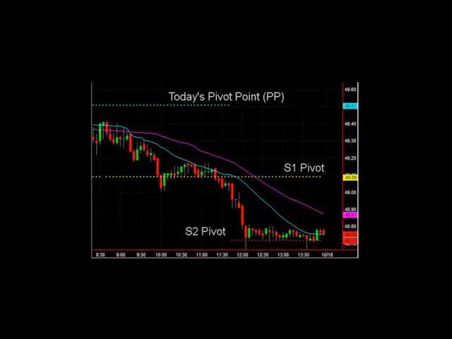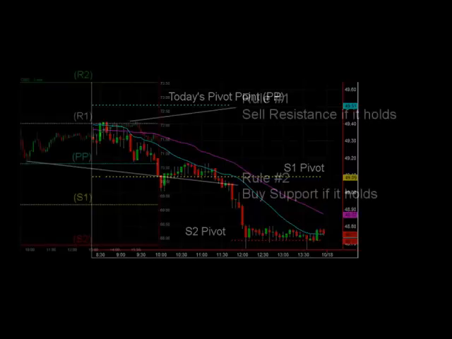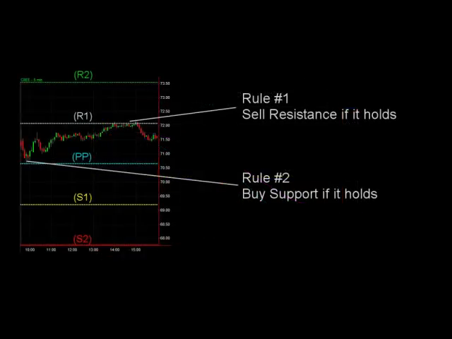In swing trading, you will use the floor trader pivots to improve your entries once you have determined to enter a trade and improve your exits once you have decided to exit the trade. The first rule is to sell resistance if it holds. Selling can be going short or exiting a long position.